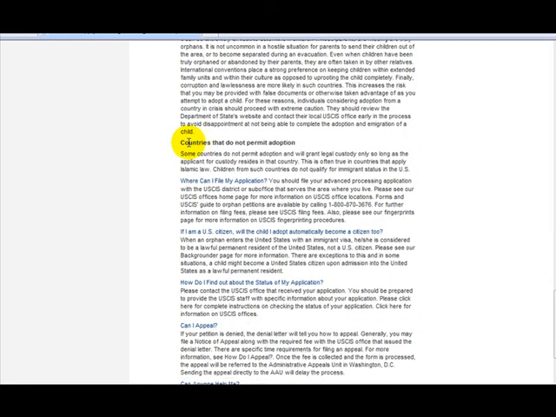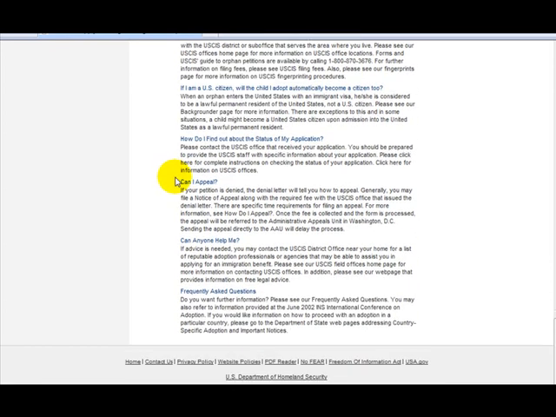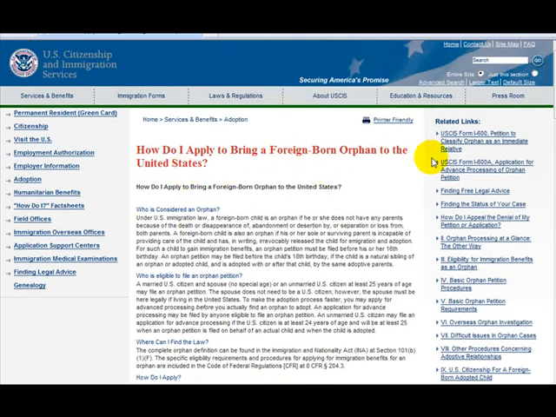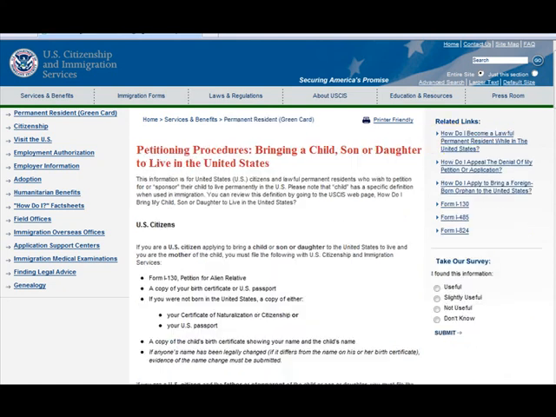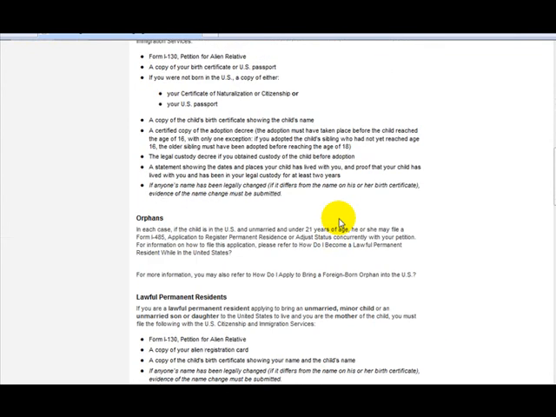And then where can I file my application? And then also there is the application, the I-600, and there's an instruction sheet on that. So that's another way to get good information on the foreign-born orphan application. And here's that application right here. So those are the classifications of the children then.